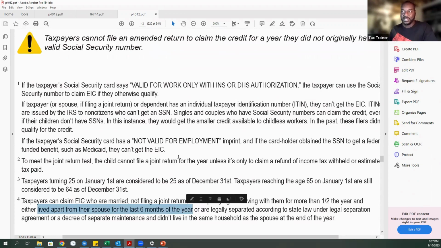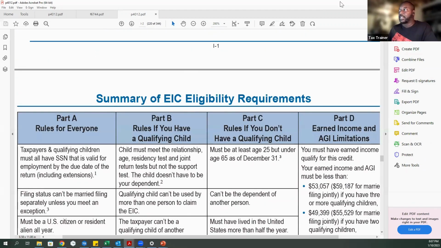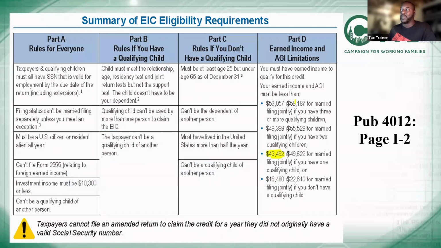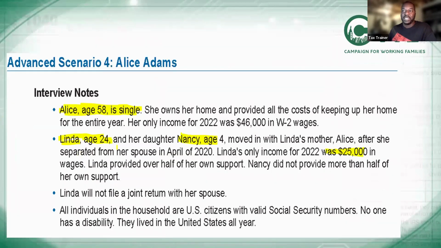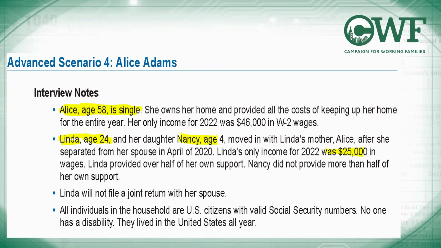So in this case, Linda would file as married filing separately, but still get EITC for Nancy. So I would think that the credit for EITC, because she only made $25,000, her income was a lot lower than her mom. I would think she would get the bigger bang for the buck by claiming it.